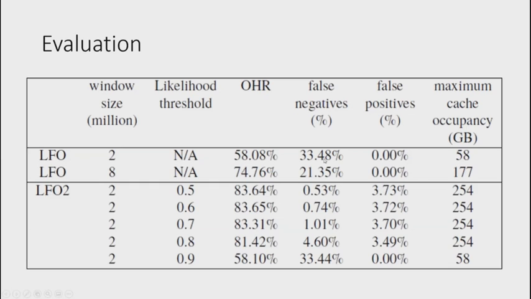As mentioned, since we are giving a second chance, LFO2 may mistakenly give a second chance to objects that do not deserve one. Those objects are not going to be accessed anytime soon, yet LFO2 mistakenly gives them a second chance and suggests admitting them. But we find that LFO2 is able to cap the percentage of false positives at 4%.